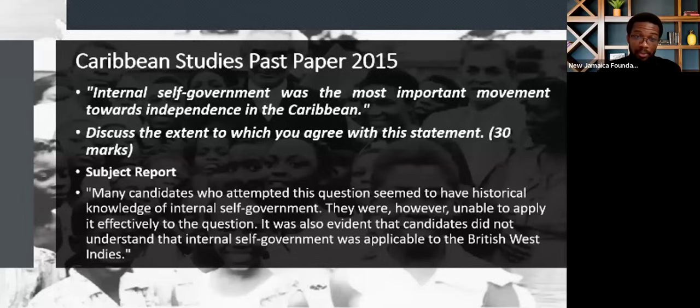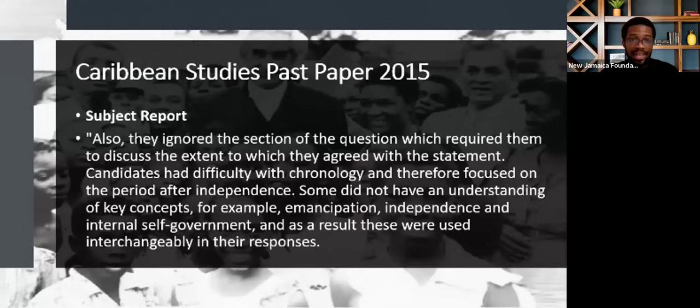The subject report, which is basically the examiner's report that was created based on the compilation of students' responses, shared that many candidates who attempted this question seem to have historical knowledge of internal self-government. They were, however, unable to apply it effectively to the question. It was also evident that candidates did not understand that internal self-government was applicable to the British West Indies. Additionally, the subject report stated that they ignored the section of the question which required them to discuss the extent to which they agreed with the statement.